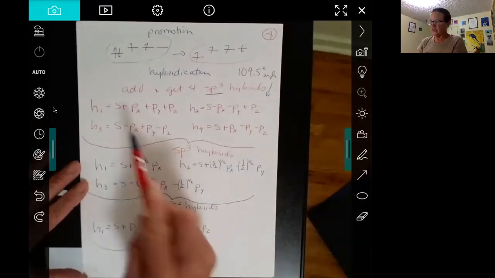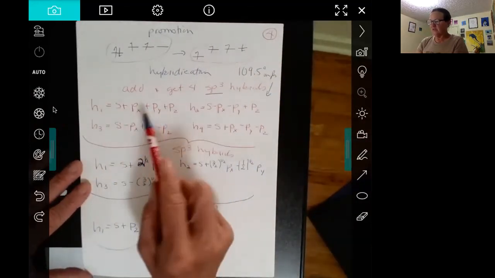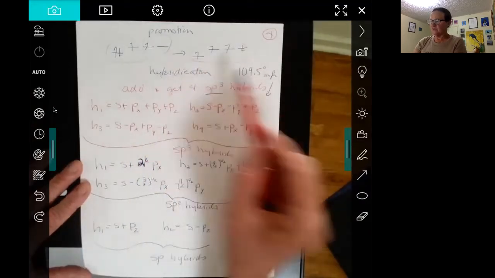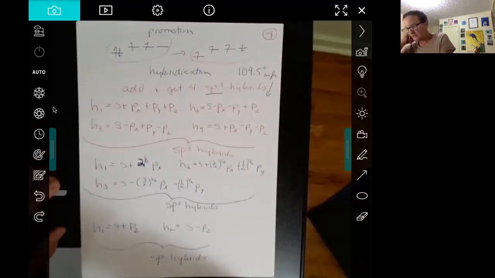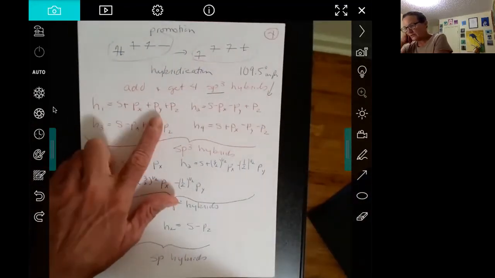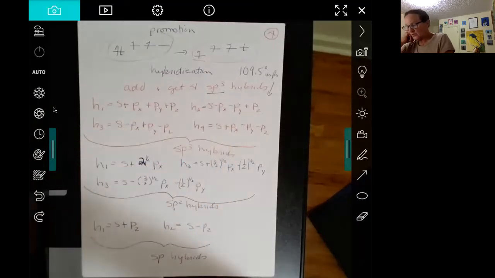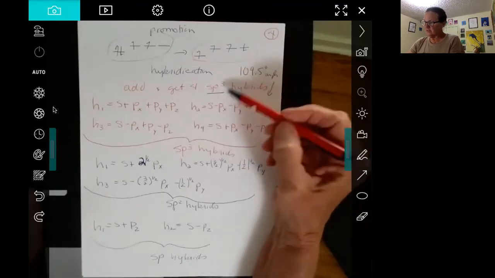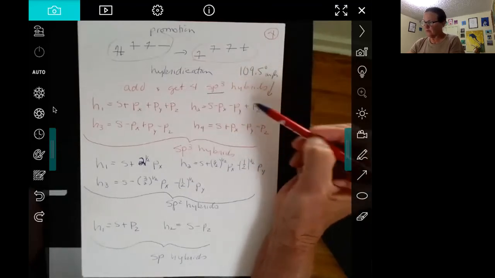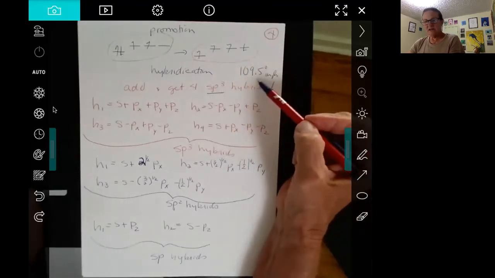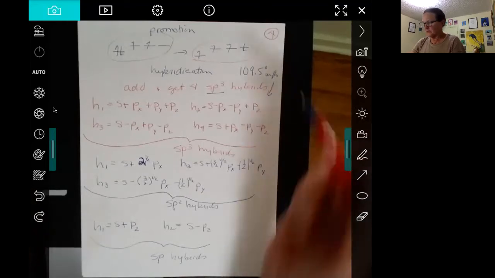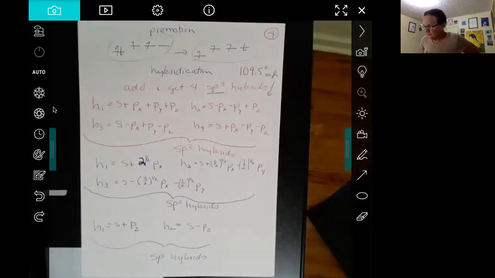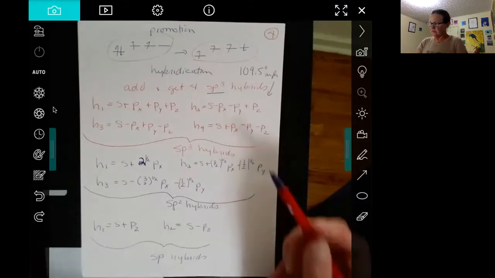And so you can think about it that if we add together these, which are solutions to Schrodinger's equation, we add an S and all 3 P's, we add them in different ways, we get hybrid orbitals, and we call these sp3 because they're 1 part S, 3 part P, and they happen to be 109.5 degrees apart. And so those are the orbitals that you would use to describe methane's bonding.